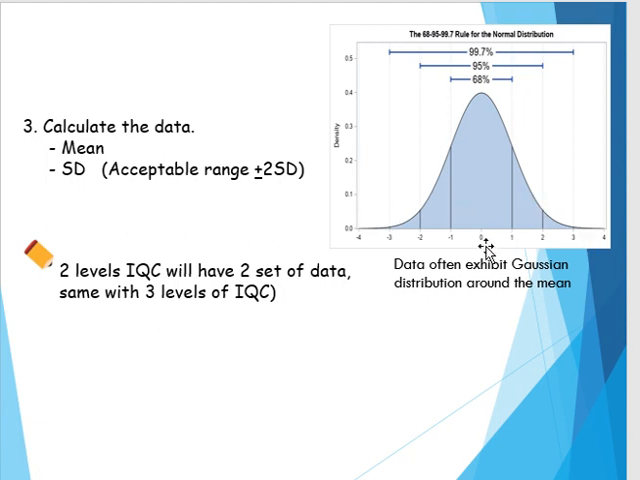Approximately 68% of values should fall between plus minus 1 SD and be evenly distributed on either side of the mean. 95% of values should lie between plus minus 2 SD, and 99.7% between plus minus 3 SD. The remaining 0.3% of the data theoretically spreads out to infinity. And the acceptable range of IQC is plus minus 2 SD. Yes, plus minus 2 SD.